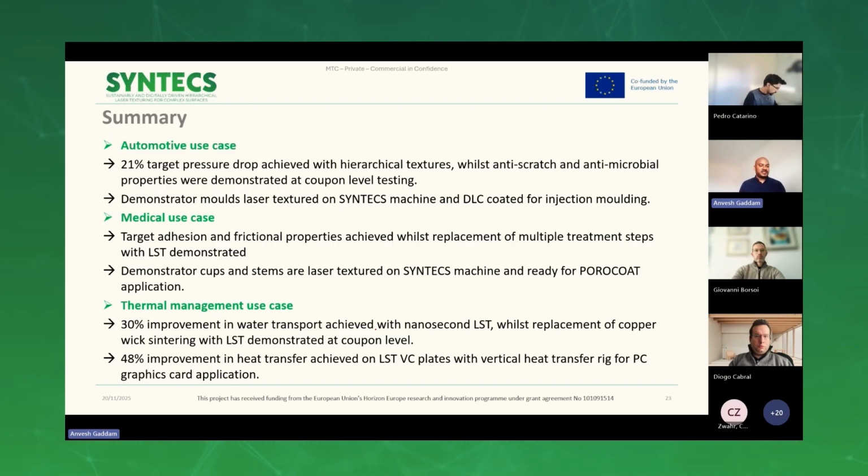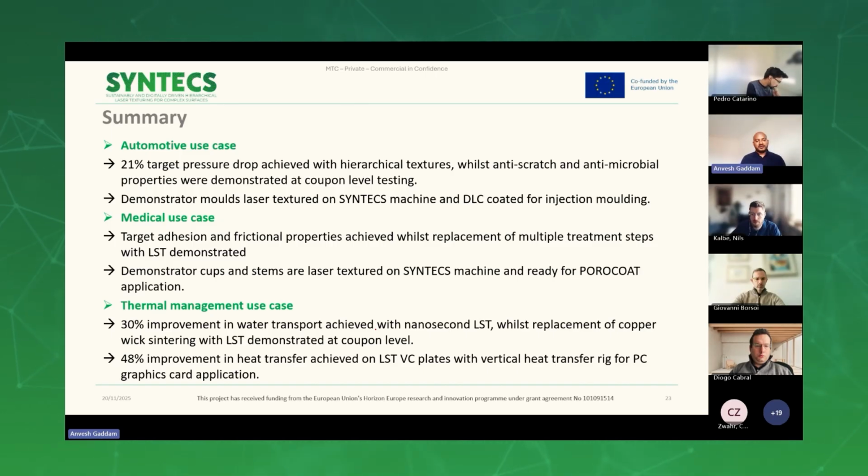In the thermal management use case, we have seen a 30% improvement in water transport with nanosecond laser surface texturing, and we have also demonstrated that we can replace the conventional commercial wick sintering with laser surface texturing. A 40% improvement in heat transfer was also demonstrated with the laser textured VC plates on the vertical heat transfer rig for PC graphics card and applications.